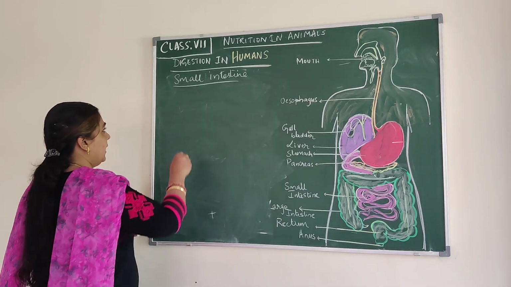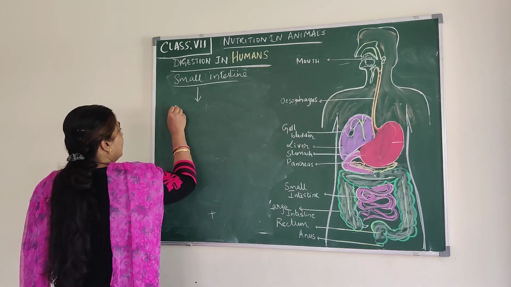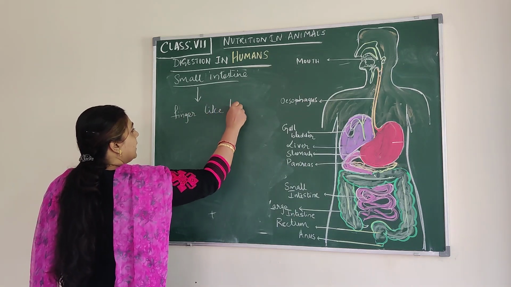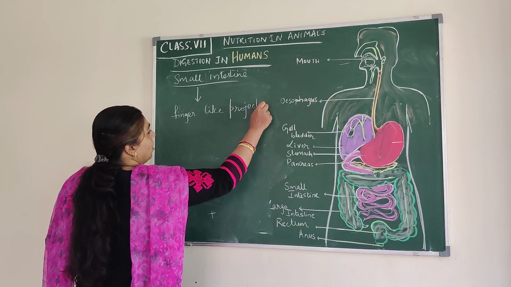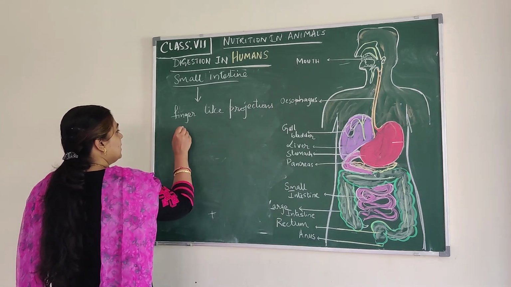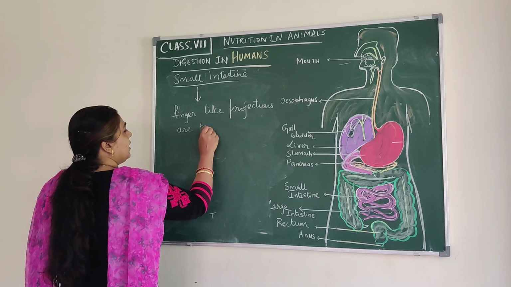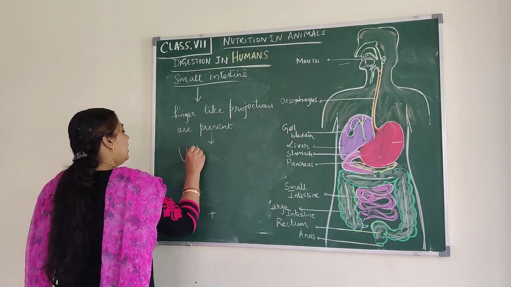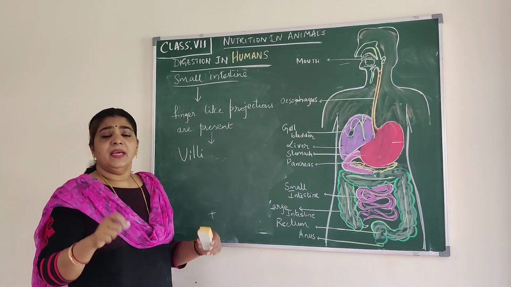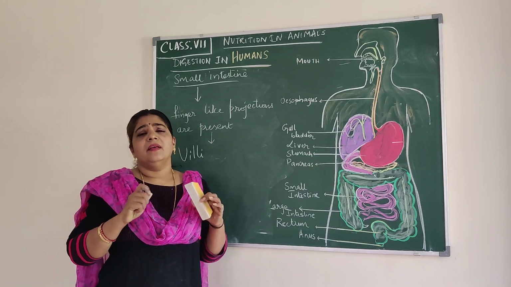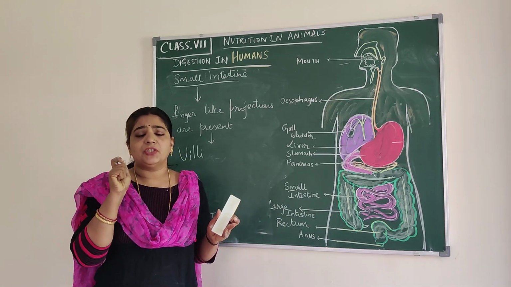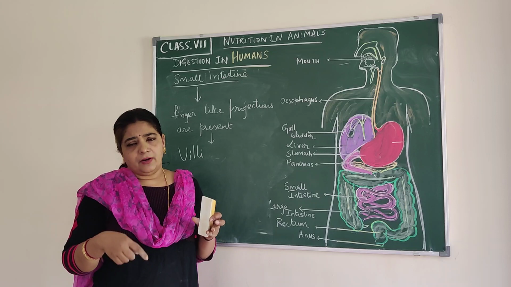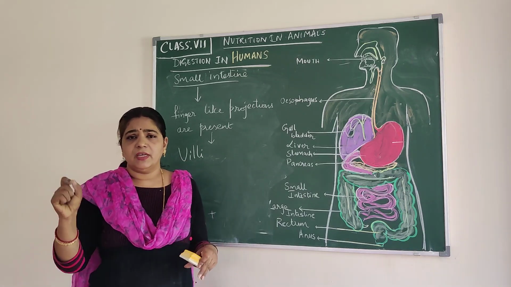In the small intestine, there are some finger-like projections present. These finger-like structures or projections are called villi. In the small intestine we find thousands of finger-like structures which are present on the surface of the small intestine, lining the small intestine.